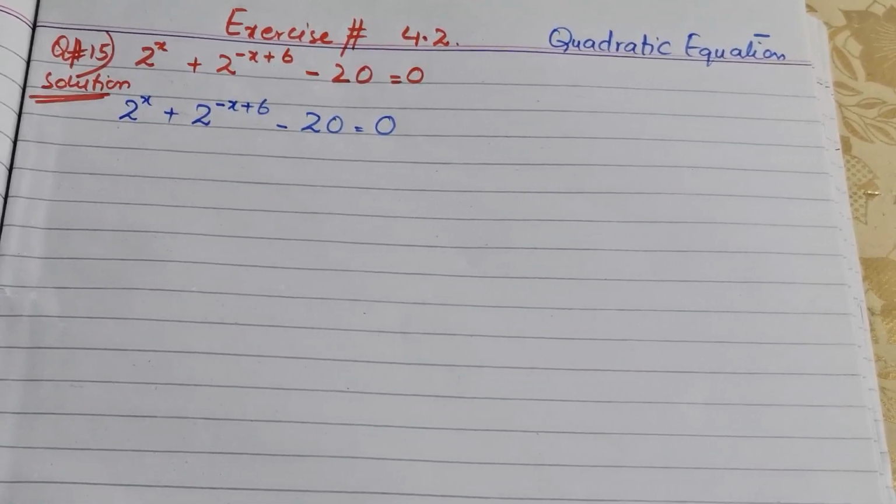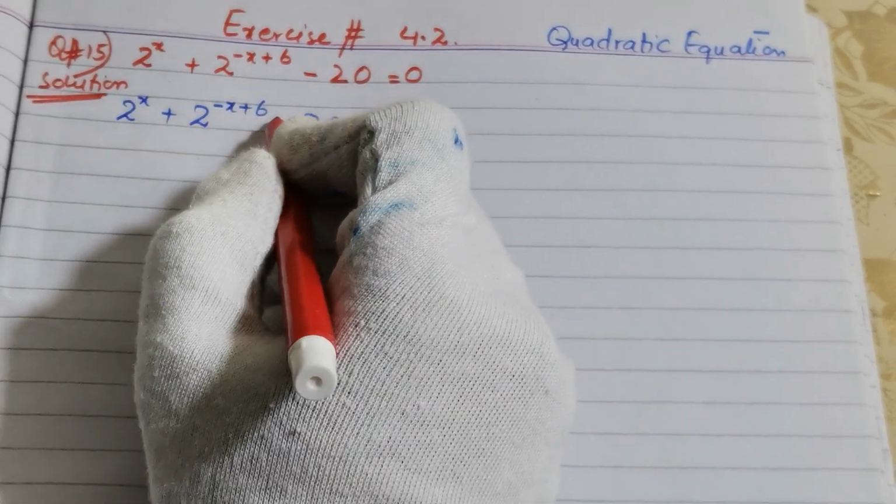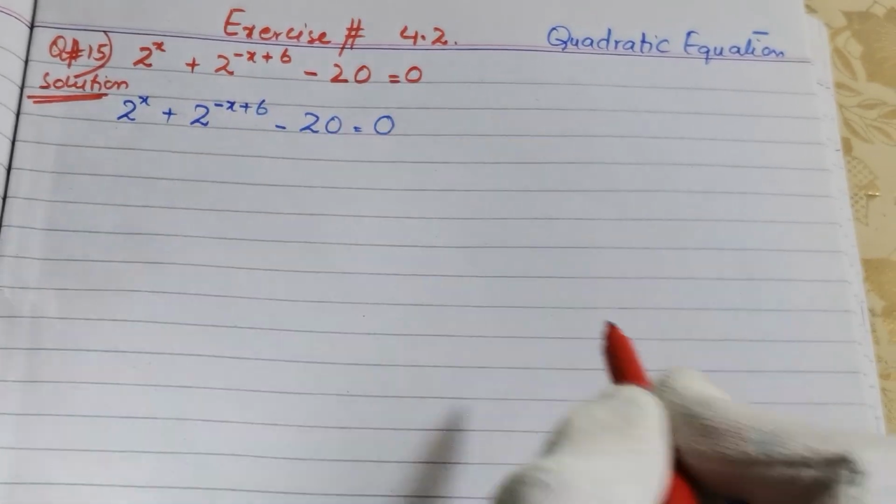Today I'm going to teach you exercise 4.2, question number 15: 2^x + 2^(-x+6) - 20 = 0.